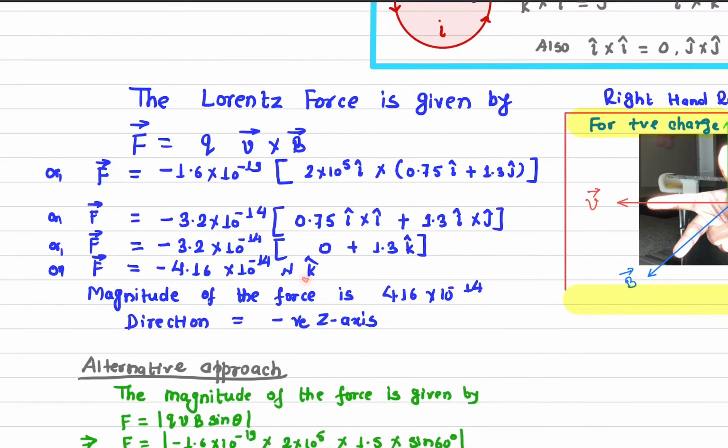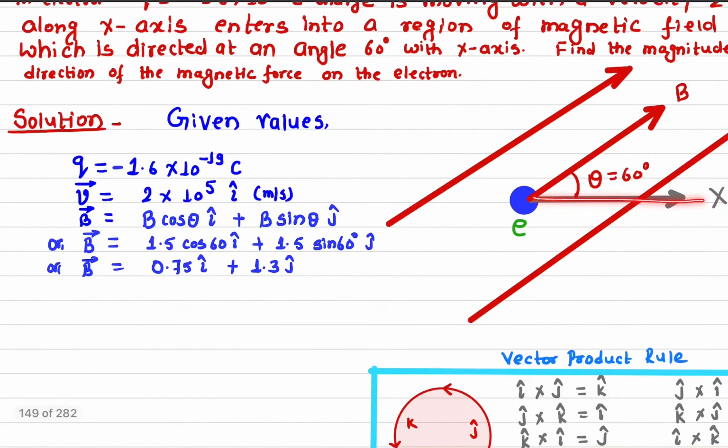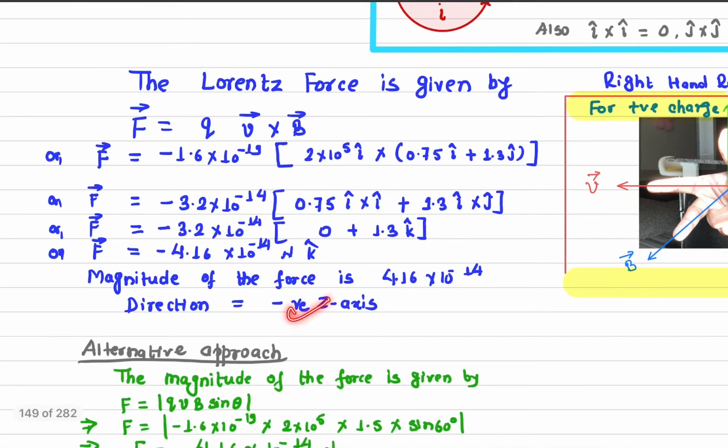So what does the k vector tell you? The k vector tells you that the force is along the z direction, and the negative sign tells you the direction is along the negative z-axis. This means this is the x-axis, this is the y-axis, and the force will be into the paper. That is the negative z direction. That's what it means. And this is the magnitude of the force, which is this many newtons here.